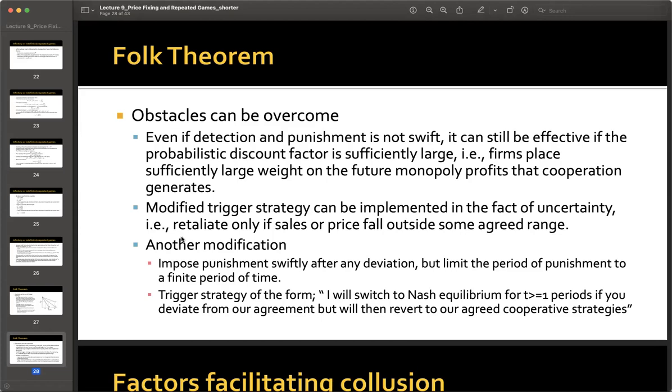Right? Another modification: impose punishment swiftly after any deviation, but limit the period of punishment to a finite period of time. So the trigger strategy could be of the form, I will switch to Nash equilibrium for T periods if you deviate from our agreement, but will revert to our agreed cooperative strategy. Okay. So this modification is in fact seen in many empirical models and actual data of cartels that were caught, that there are periods when there will be a war, and then there are periods where everyone will cooperate.